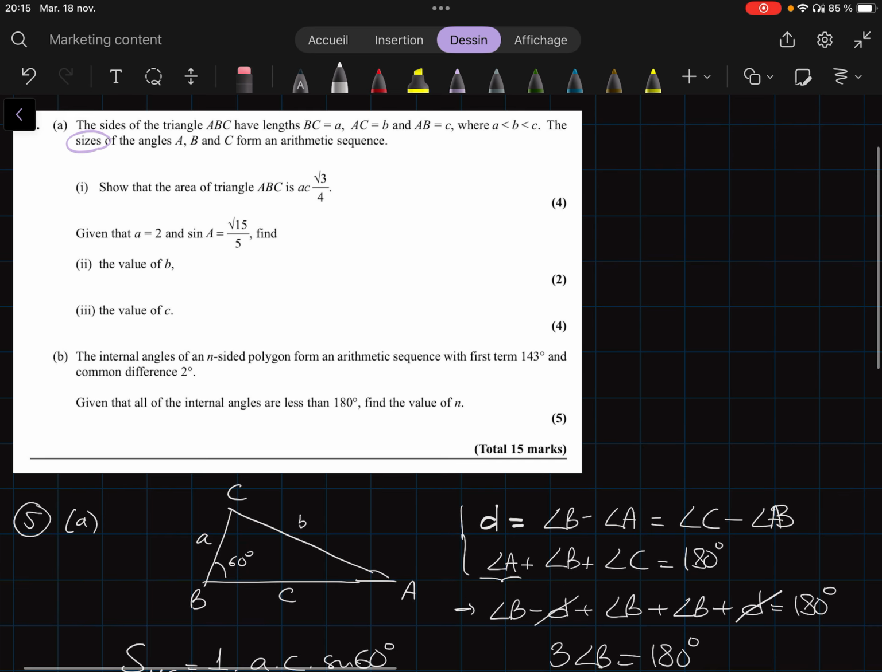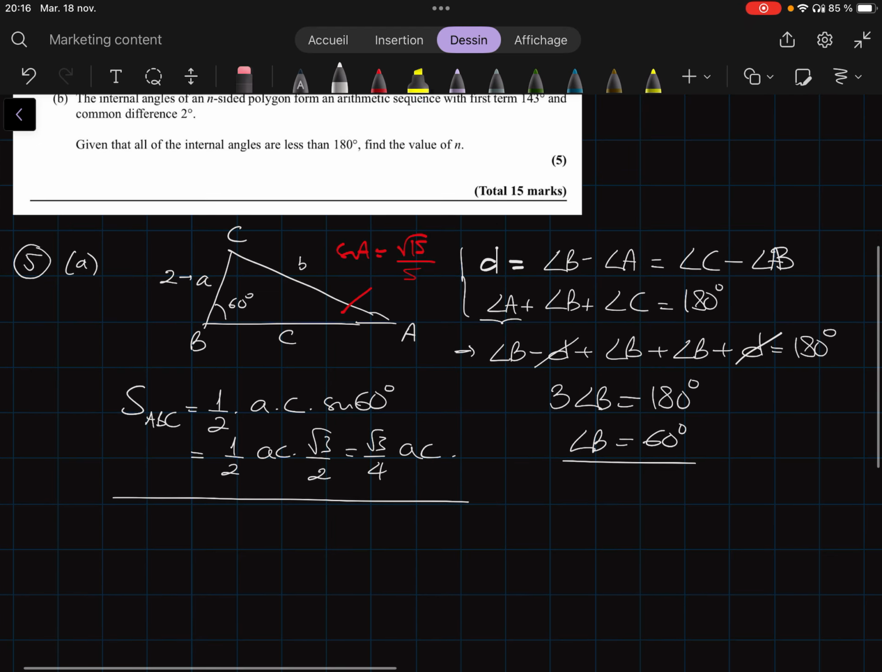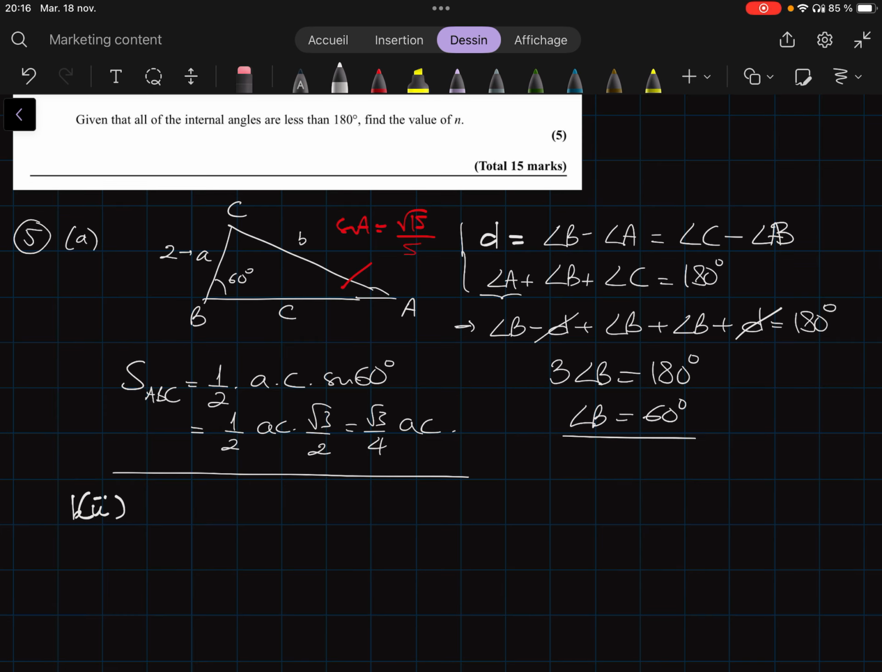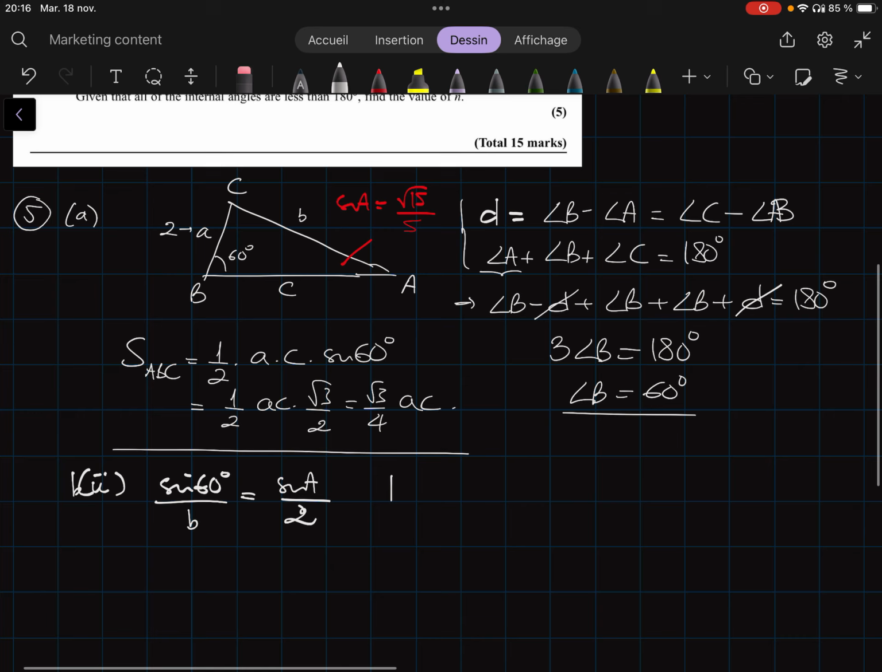Now we're given that a is equal to 2, and sine of A is root 15 divided by 5. We want to find the value of b and the value of c. Part 2 is pretty straightforward. To find the value of b, we simply need to use the sine rule. So, sine of 60 divided by b is equal to sine of A divided by 2. b is therefore 2 sine 60 divided by sine of A.